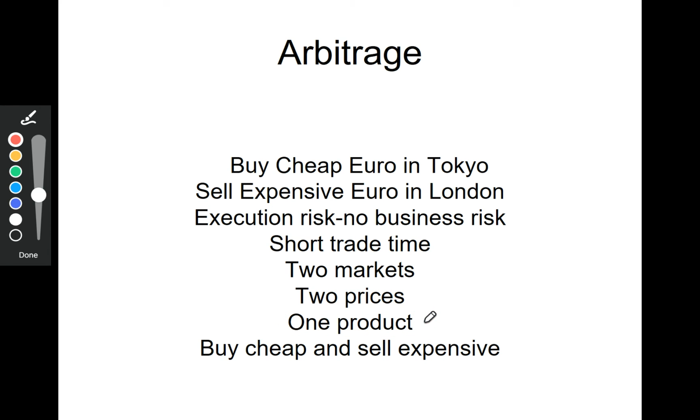That product could be a physical product. For example, apples could be cheap in one market and expensive in the other one. In our case, that product was a currency, for example, euro. Euro was cheap in one market and expensive in the other market. There were two prices for it. The product was euro, and the two markets were London and Tokyo. The other thing about arbitrage that we should mention is that my old professor said buy cheap and sell expensive, and that's what arbitrageurs do, so you have an arbitrage profit.